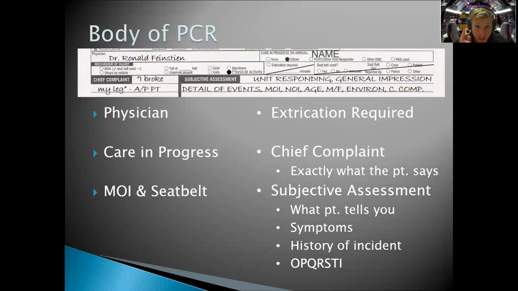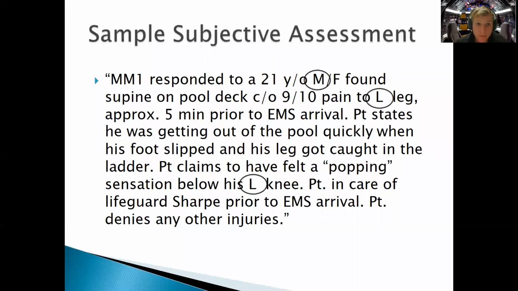So, for example, the patient says, I broke my leg, and unit responding, general age, male, patient, complaining of blah, blah, blah in this position. So a sample subjective is: Responded to a 21-year-old male found supine on a pool deck, complaining of 9 out of 10 pain to left leg approximately 5 minutes prior to EMS arrival. Patient states he was getting out of the pool quickly when his foot slipped and his leg got caught in the ladder. Patient claims to have felt a popping sensation below his left knee. Patient in care of lifeguard Sharp prior to EMS arrival. Patient denies any other injuries.